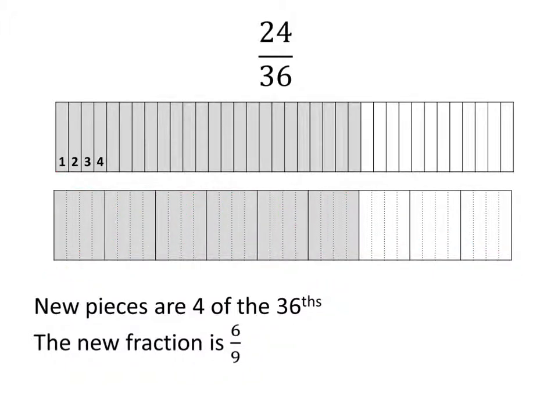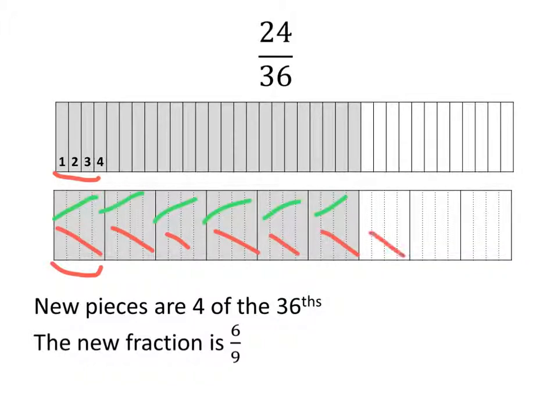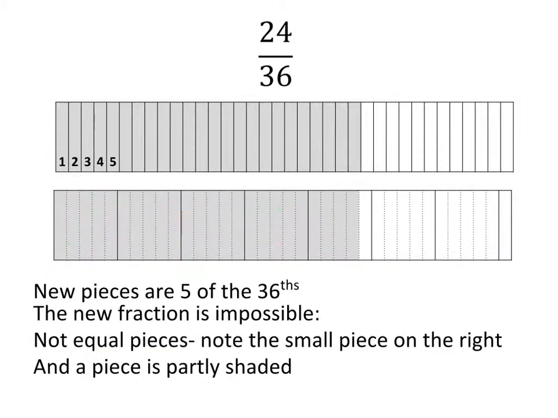Trying again, now I have groups of 4 for my 36. Again, top rectangle is 24/36. I group 4 of those together to make my new piece, and then I count. 6 shaded, 9 in the whole. I apologize, it's a little repetitive, but this is what we're going for. This is the practice that we need to make sure you understand.